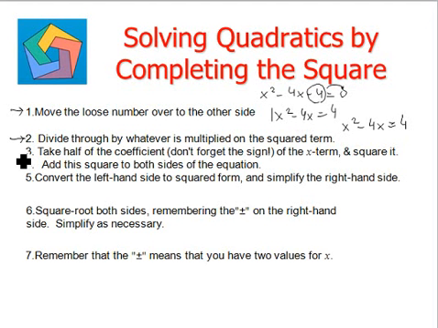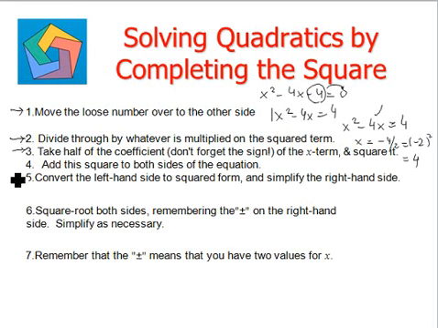Now take half of the coefficient, don't forget the sign, of the x term and square it. The x term is negative 4. We half it, and this becomes negative 2. And then we square it. Negative 2 squared is a positive 4.